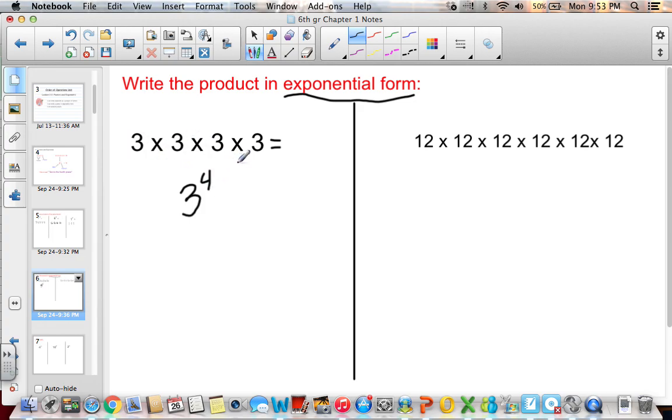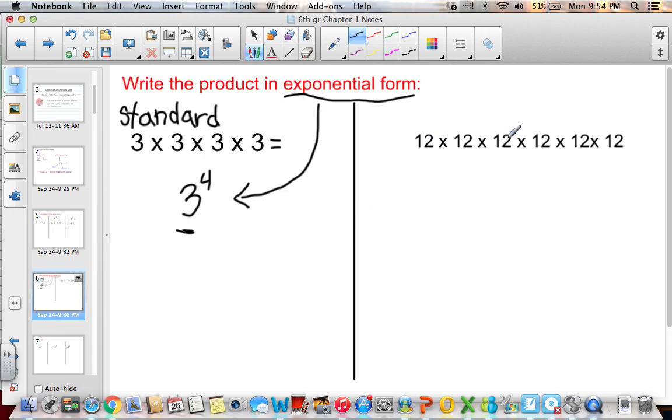So standard form right here, I'm going to write that really quick. Standard form has the product written out of the same factors. Exponential form has it written out with the base and the exponent. So standard form, exponential form. Label both of these. This is our base, 3 is our base, 4 is our exponent.